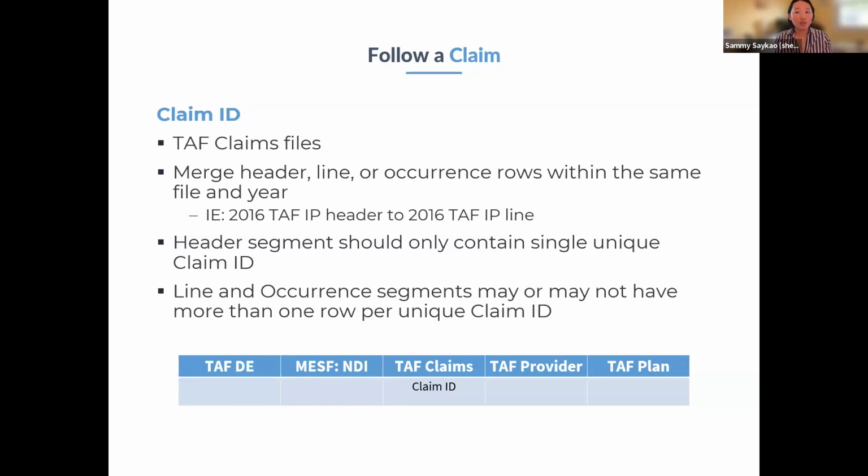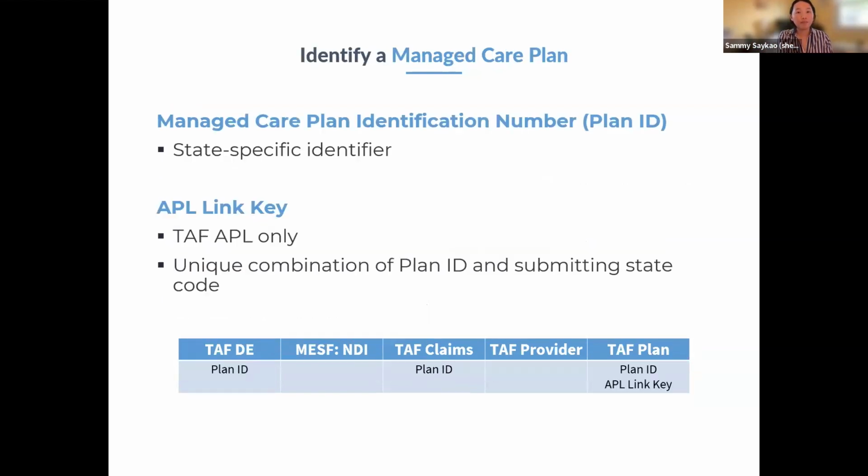Linkage for claims may not be one-to-one, so one header claim ID can be associated with one line item, multiple line items, or in the case of the pharmacy file, no line items. And then identifying a managed care plan. So we've got two identifiers here. We've got the managed care plan identification number, or plan ID. So that's your state-specific identifier. And then we also have the APO link key. So very similar to the APR link key, it's a unique variable only available within the TAF plan file to help you quickly navigate if you're working just within that file.